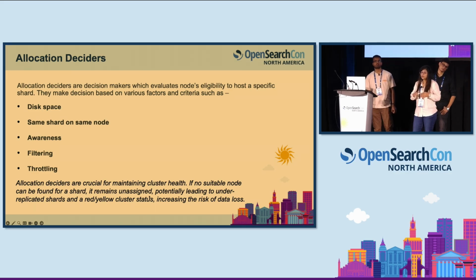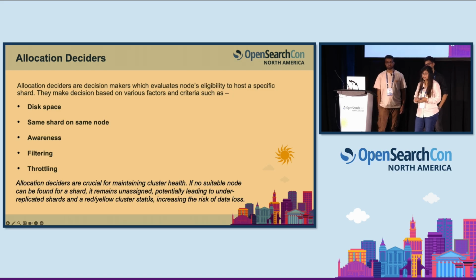Right, so now that we have an understanding of how allocation works, what are the lower level components, allocators, deciders, we'll go into the kind of challenges that we face with these components. So I'll invite Arpit to talk about it.